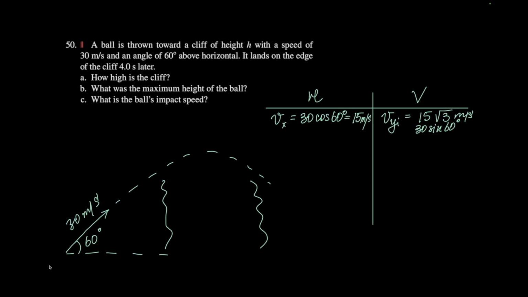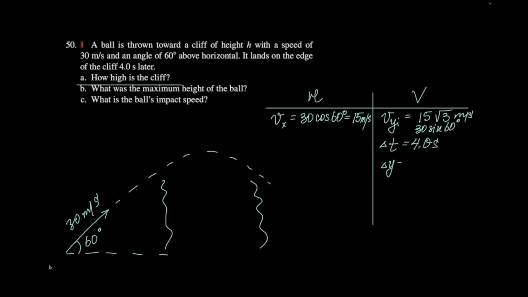What else do I know? 4 seconds. Technically, it goes everywhere. So I know that change in x is Vx times change in t. Do I want to know where it is? So I'm going to use the time in the vertical displacement, because what do we have for the first question is how high is this cliff?